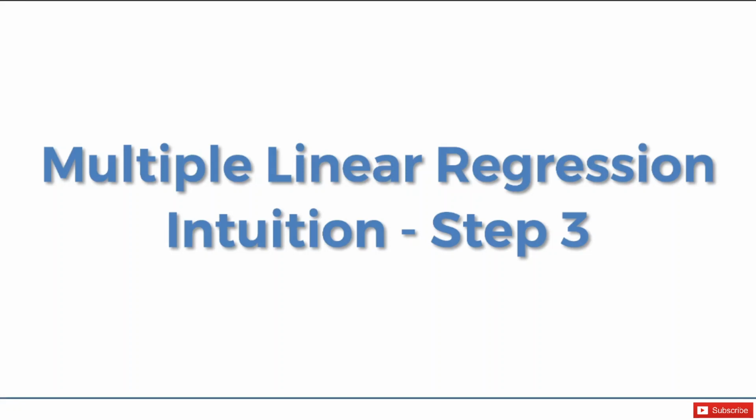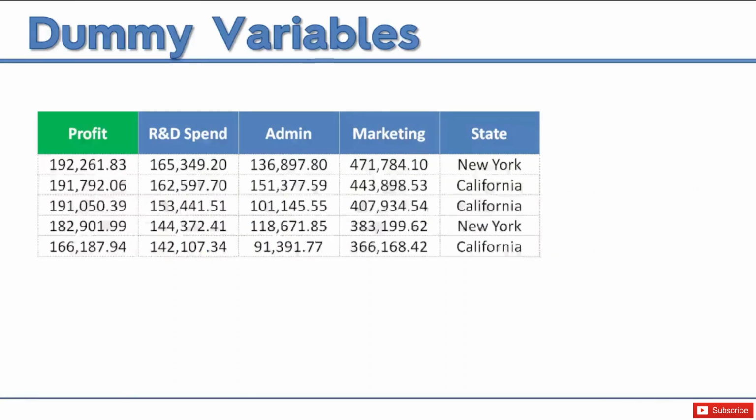Today we're talking about dummy variables. So basically the information that we have is the profit of each company or of each startup, then the R&D spend, the admin spend, the marketing spend. So those three are expenses that the company incurred, and then the state in which it operates, either in New York or California.